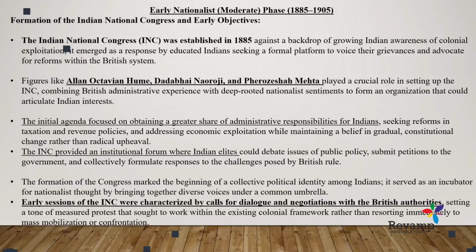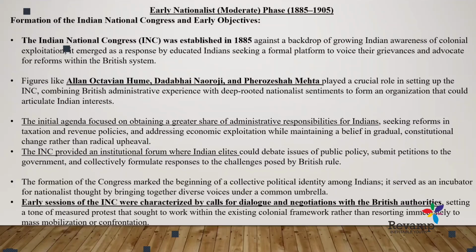The initial agenda of creating such a platform was to share administrative responsibilities with Indians. The main notion against the British was that they were considered foreigners, not similar to the Indians. So the strategy the Indian National Congress followed was to create a balanced focus between the Indians and the British officials, and to share the administrative responsibilities between Indians and the British as well.